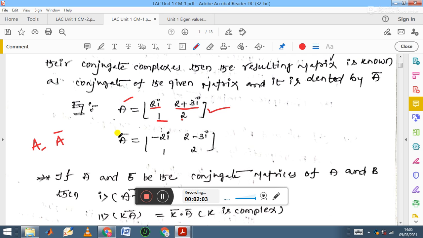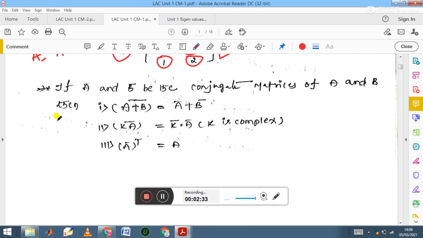Conjugate means A bar. You just change the sign of the imaginary part of the element. Here the first row first element is 2i, so you replace it by minus 2i. Then the second element 2 plus 3i is replaced by 2 minus 3i. And the real numbers 1, 2 stay as they are. So this is the conjugate of the given matrix.